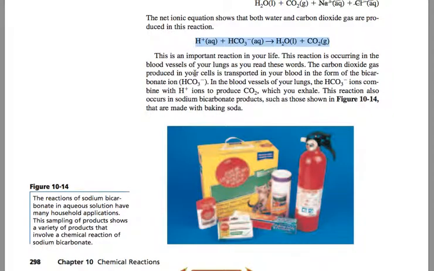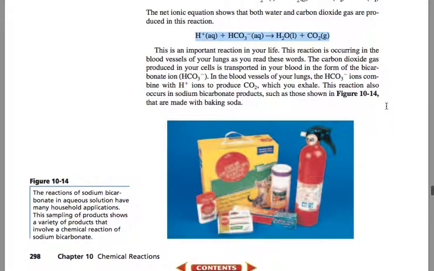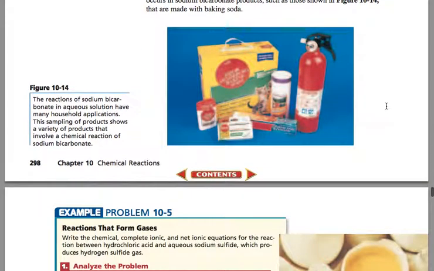This reaction is occurring in the blood vessels of your lungs as you read these words. Carbon dioxide gas produced in your cells is transported in your blood in the form of bicarbonate ion. In the blood vessels of your lungs, the HCO3 ions combine with hydrogen ions to produce carbon dioxide, which you exhale, go out of you. This reaction also occurs in sodium bicarbonate products, such as those shown in Figure 10-4, which are made with baking soda.